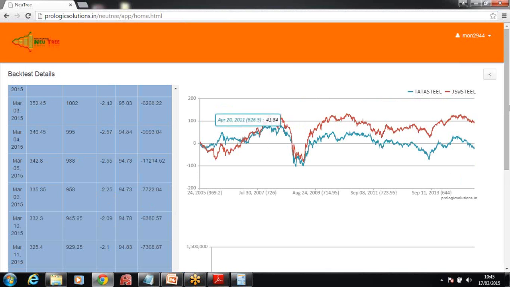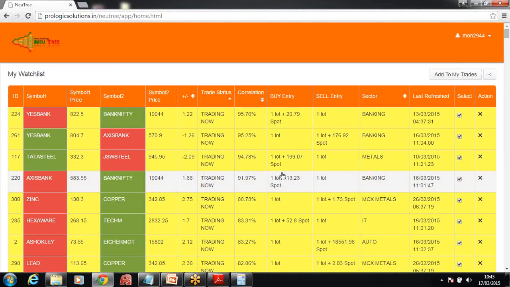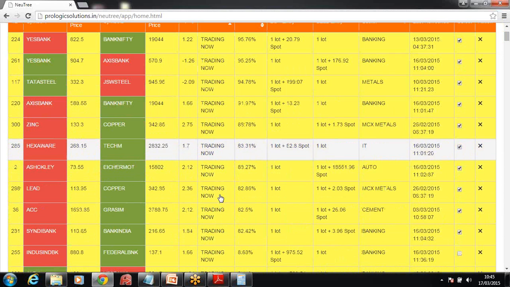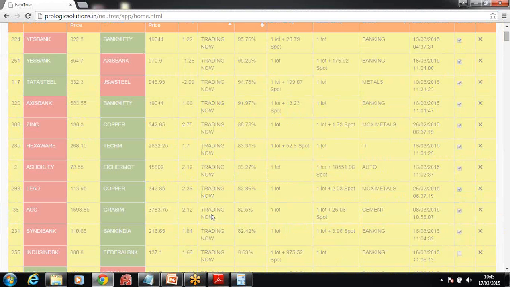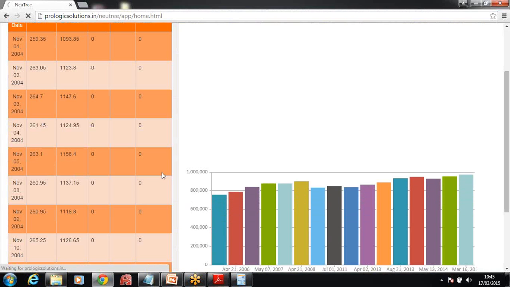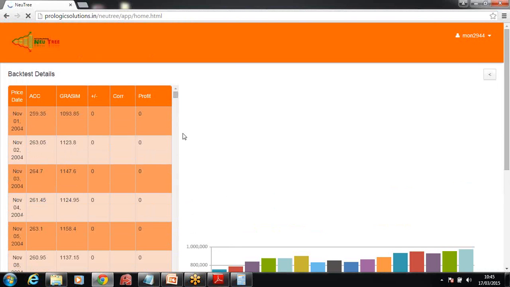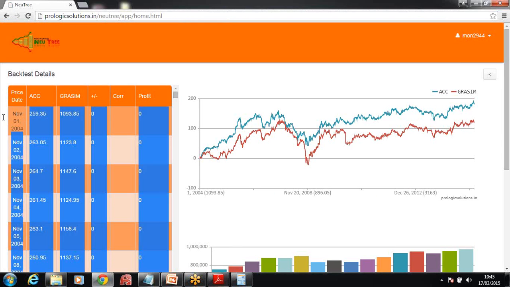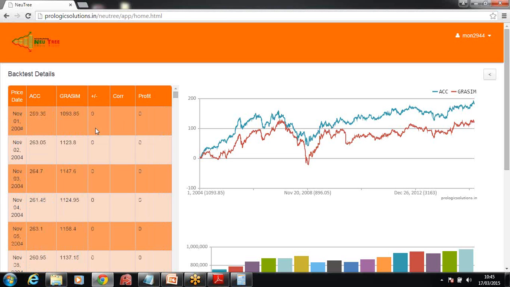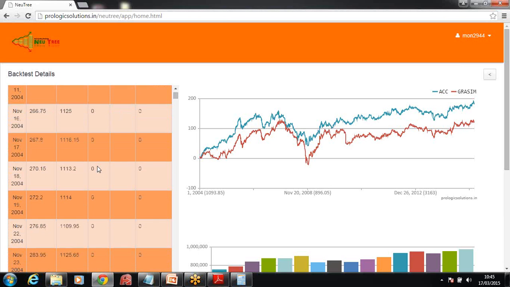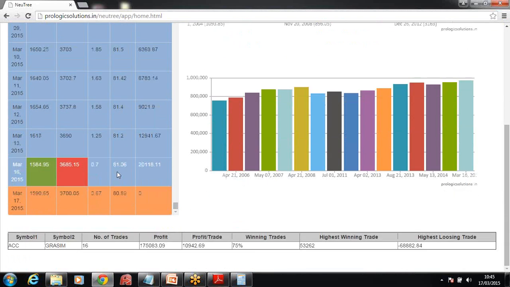So that is one strategy that you can use. I can show you some calls like this. There are certain calls where your winning trades are 100%. Let me just show you one. So let's say take ACC and Grasim. This is also continuing from some days. I am showing you one in each sector so that you don't miss it out. Again we have the data for this from November 2004, that is ACC and Grasim.